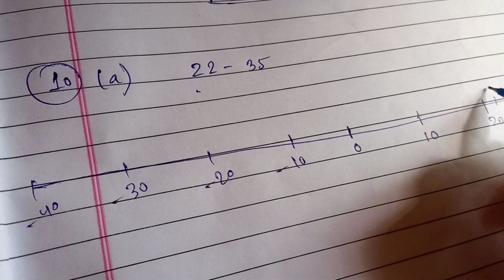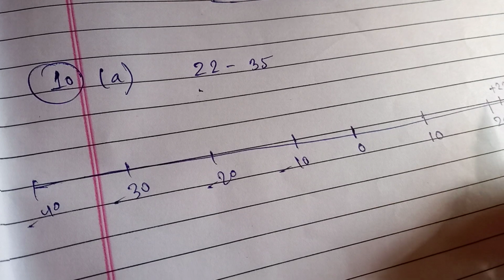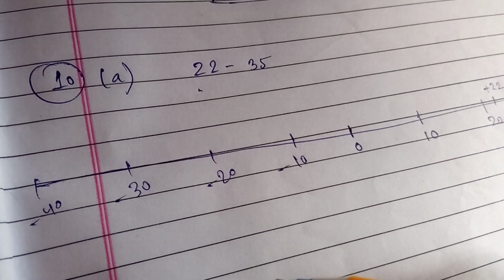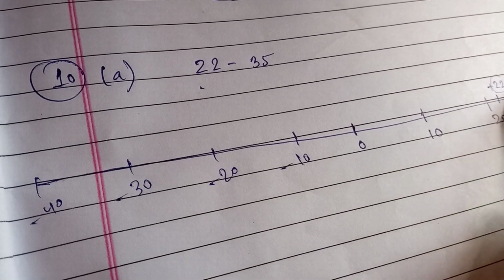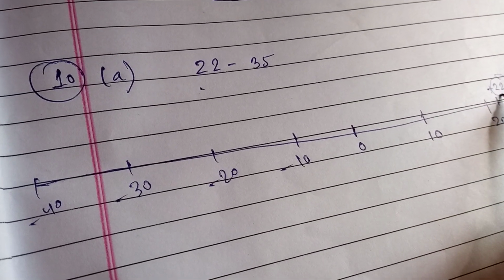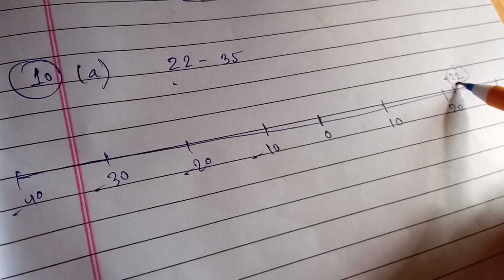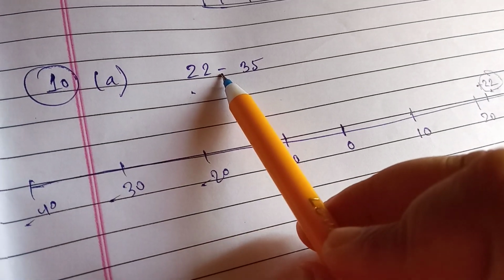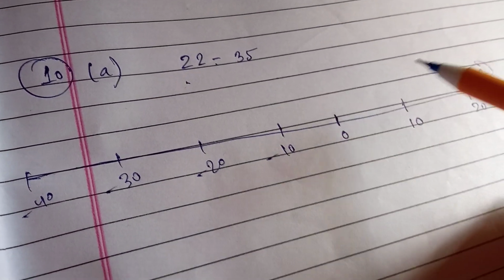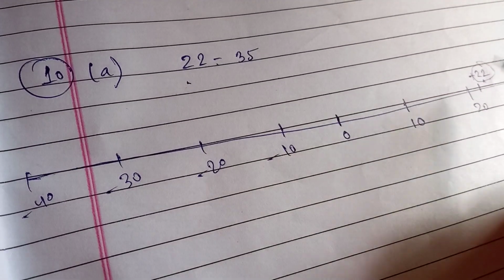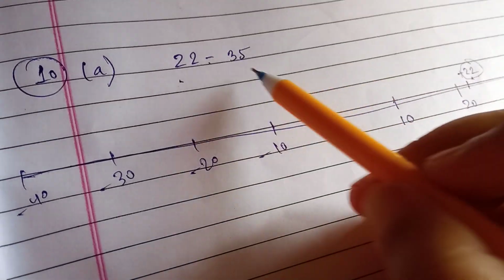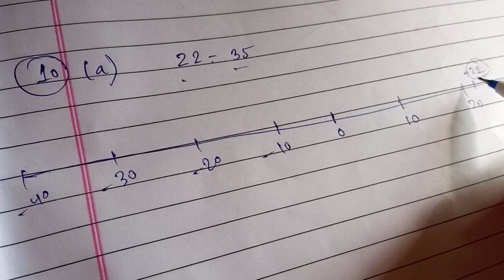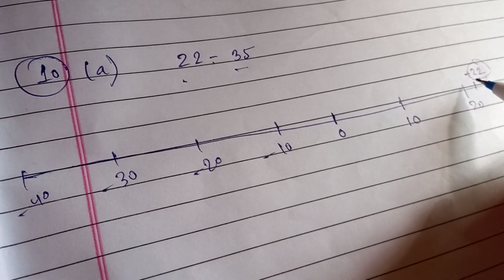So you write down here, this is the plus 22 position, and the minus sign indicates the left side of the number. After reaching the position, at first you start counting from 22. The position of 22 is here. Now you start counting, but you see the sign is negative. So we have to move to the left side of 22. Left side means this side. And how many steps do you have to take? 35 steps. So let's see what number you will get after taking 35 steps.